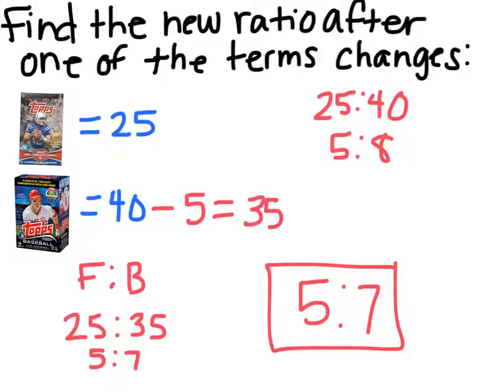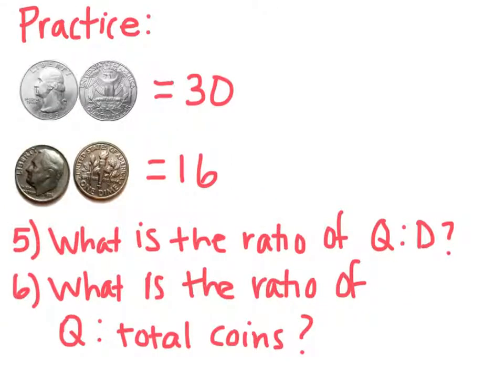Okay, let's have you try one of these on your own. Here are practice problems 5 and 6 for you. Gerald donated 30 quarters and 16 dimes to a charity collection. He then donated another 18 quarters.